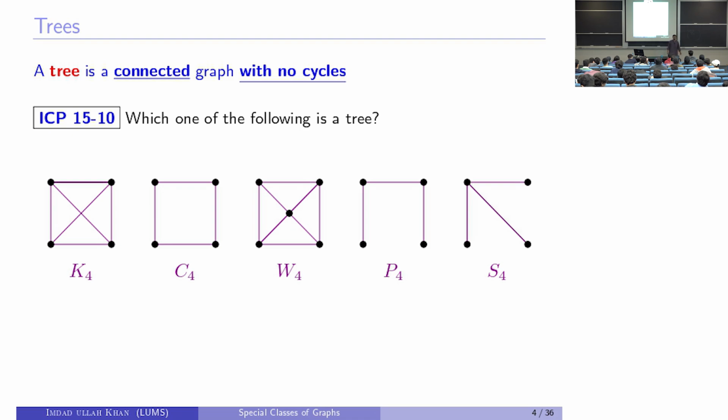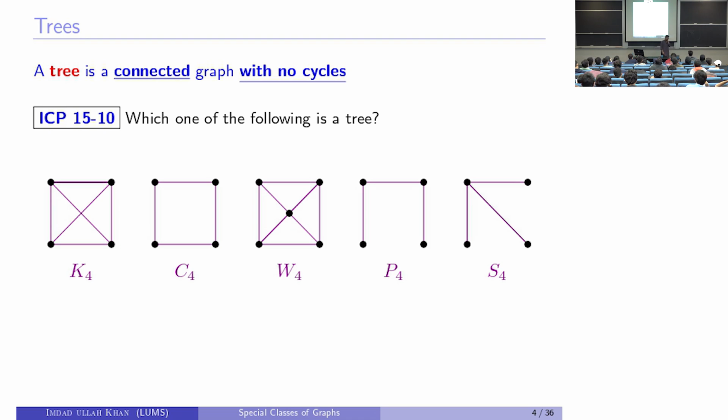Is W4 a tree? Why not? Again, there's the outer cycle. Yeah, it is a cycle union with the star, right? So it has a cycle. Is P4 a cycle? No. Is P4 a tree? Yeah. P4 is a tree, and generally Pn will be trees, all paths will be trees.